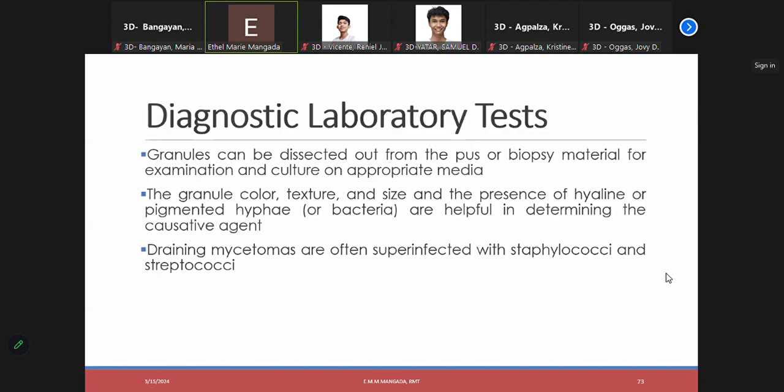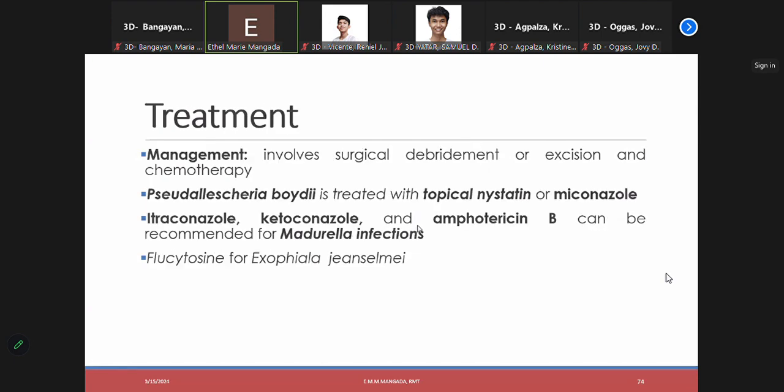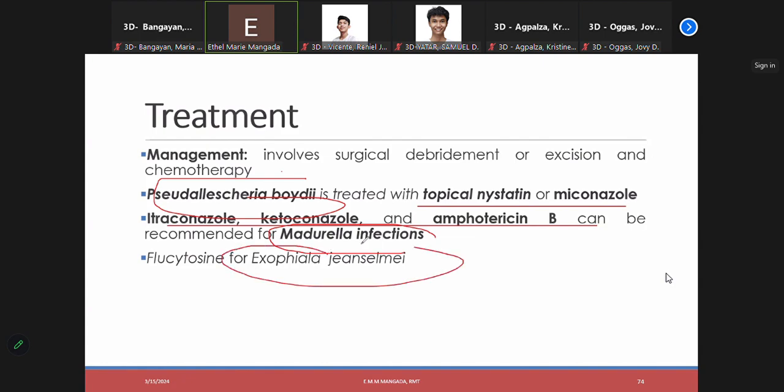Next, management and treatment can be removal, like debridement or excision, or we can have treatment with antifungal drugs. Example, for your Pseudallescheria boydii, we have topical nystatin or miconazole. For Madurella infections, Madurella mycetomatis or Madurella grisea, we can have itraconazole, ketoconazole, and amphotericin B, and flucytosine for your Exophiala jeanselmei.